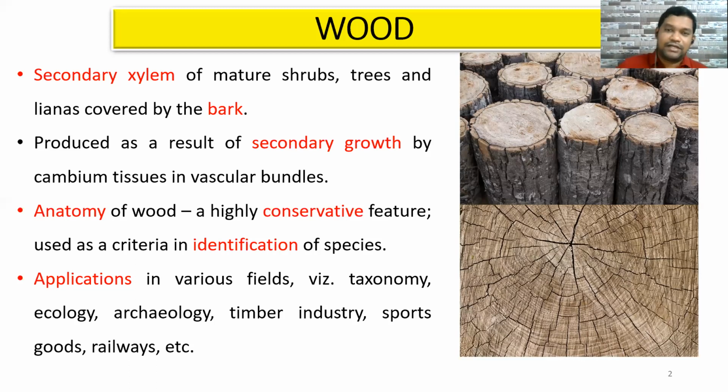When I say conservative feature, it means that all the wood elements of the plant rarely show any changes in structure to a large extent under extreme environmental conditions. And that's the reason when you take up wood anatomy as a criterion, it becomes a very important criterion for authentic identification of plant species.